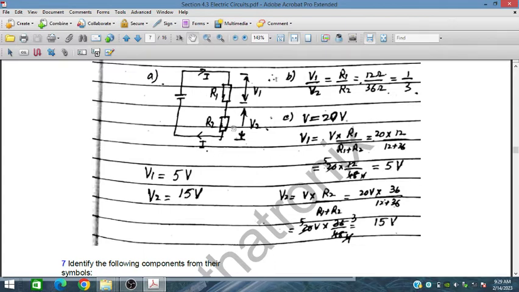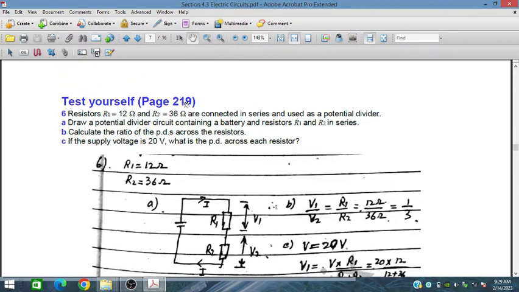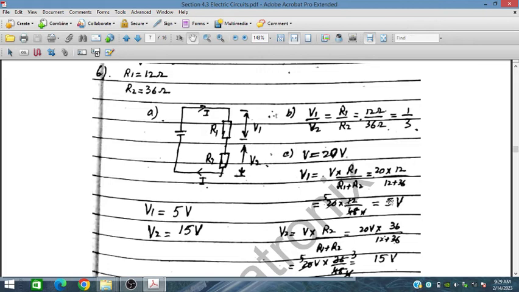So this is very important. This question is very important. Supply voltage is 20 volt and the potential difference across each resistor: 5 volt plus 15 volt, and this is 20 volt. So this potential difference will appear across these two resistors, 5 volt and 15 volt. So this is simple.